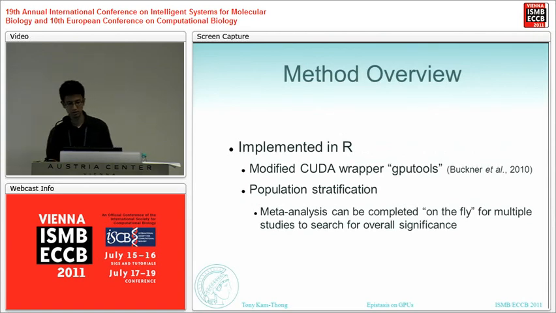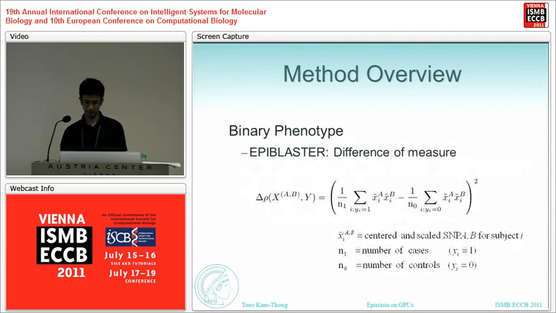Our implementation is done in R. We've modified this CUDA wrapper, GPUtools. We also accommodate for population stratification by doing an on-the-fly meta-analysis. This is important because we cannot afford to keep all the results for all the studies independently, because it would just blow up your storage. And this is something that we're very confident about.